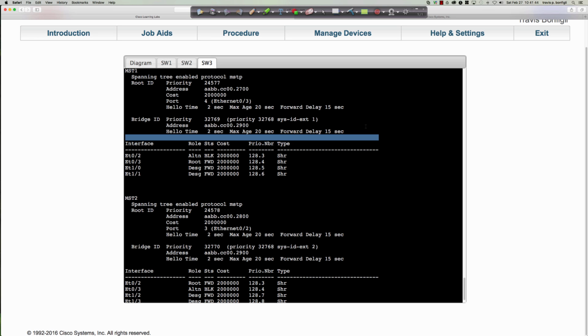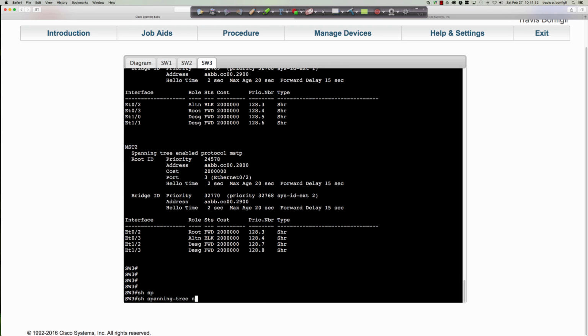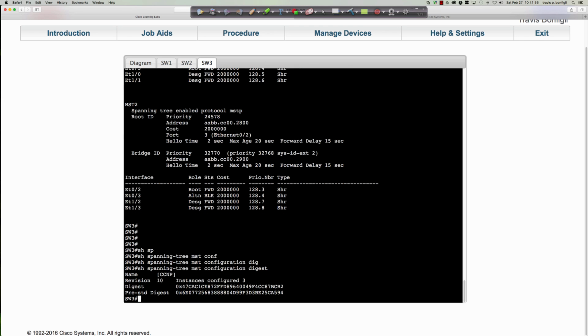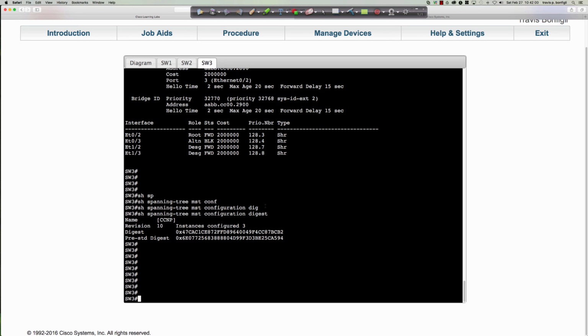So let's go ahead now and talk about what gets exchanged, that BPDU that's getting exchanged. In order to see that, let me click here. We're going to say show spanning tree mst configuration digest. Now, here is the information that needs to match, and this is the hashing information that is being exchanged.